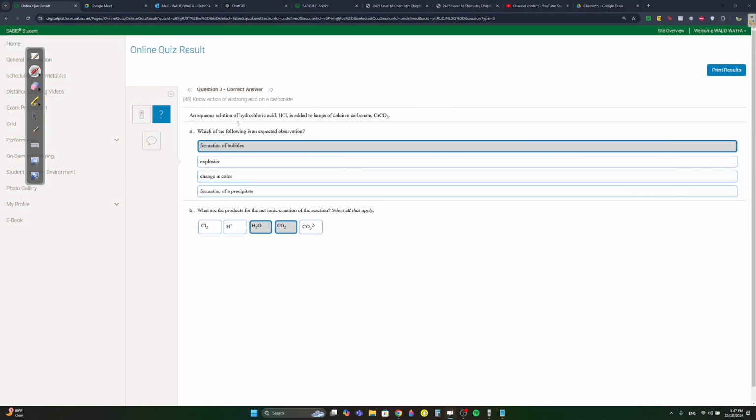Question 3. An aqueous solution of hydrochloric acid, HCl, is added to lumps of calcium carbonate, CaCO3. Which of the following is an expected observation? Of course, when you add an acid to a carbonate, acid plus carbonate.